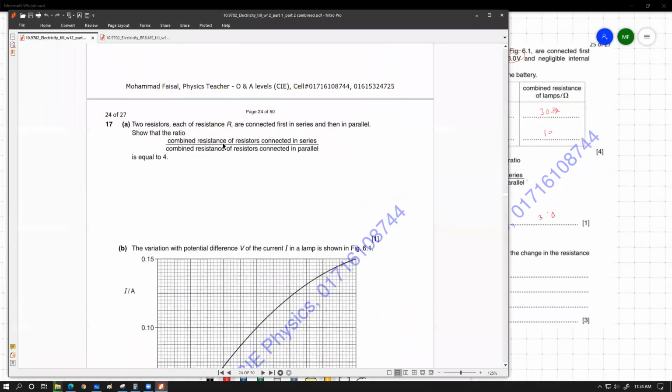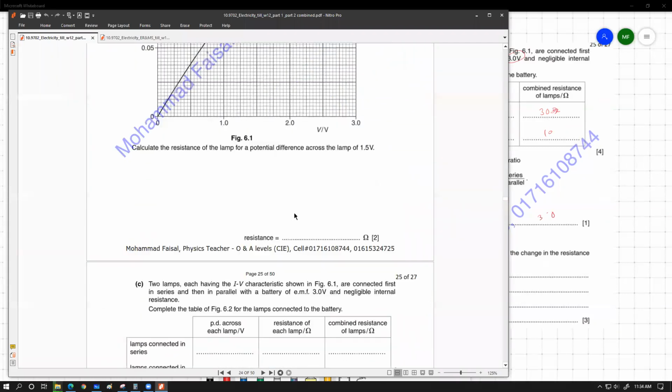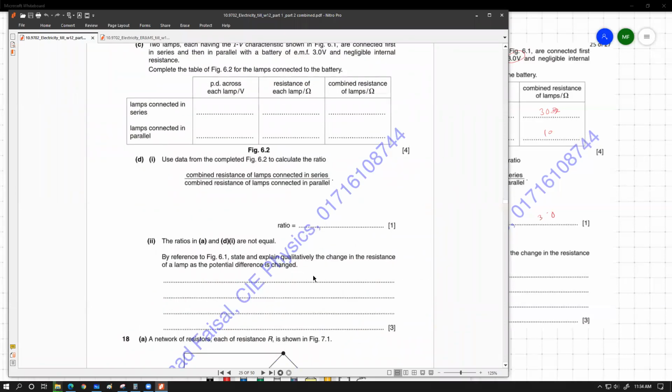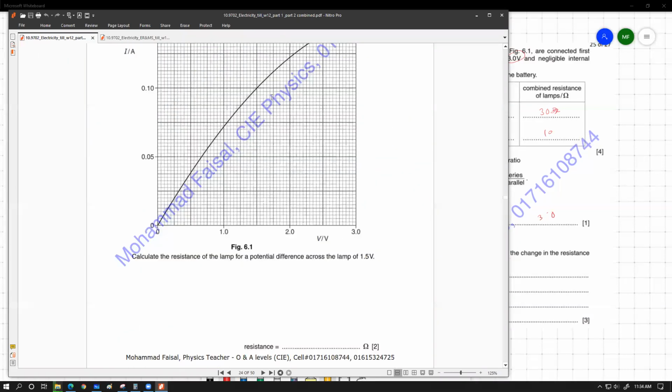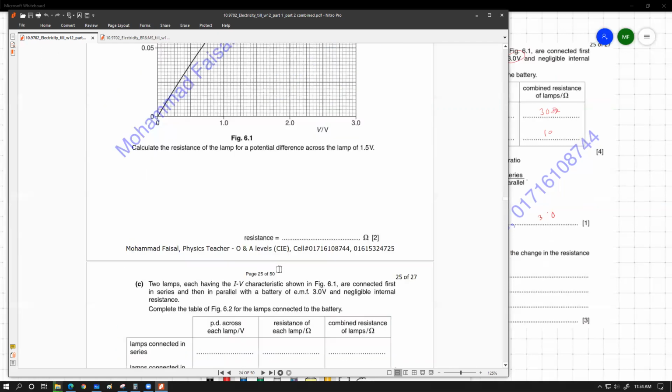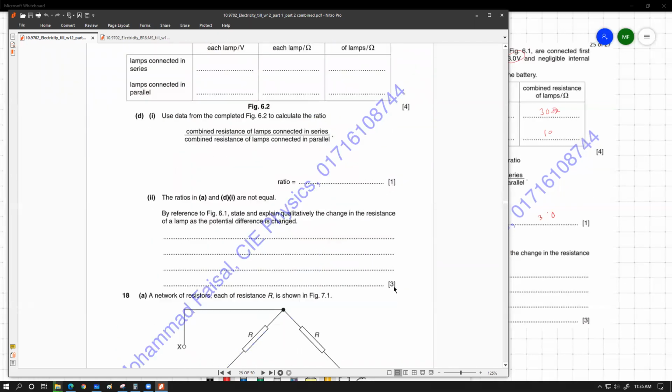So 6.1 is this one. Here we calculate that for fixed resistors, this ratio used to be 4. But whenever we had this one, this ratio came out to be 3. The question is asking why there is a change, and we have to use reference from the 6.1 graph, which means essentially we have to mention some property of this graph to be able to answer this question. We have 3 marks in it. This is the important bit. This is the reason I'm taking this question so seriously, because there are 3 marks in it. 3 marks in a 60-mark exam is big.